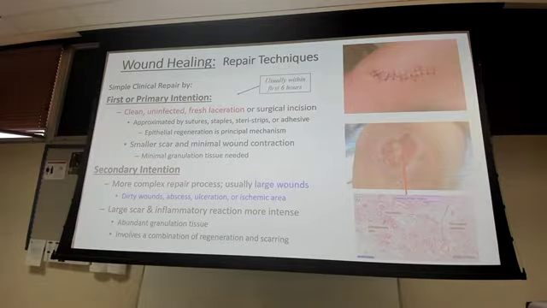And then you've got secondary intention. We typically reserve this for very large wounds. These are wounds that have very jagged appearances. I mean, look at that knee right there. It's going to be hard to close that up with sutures, right?